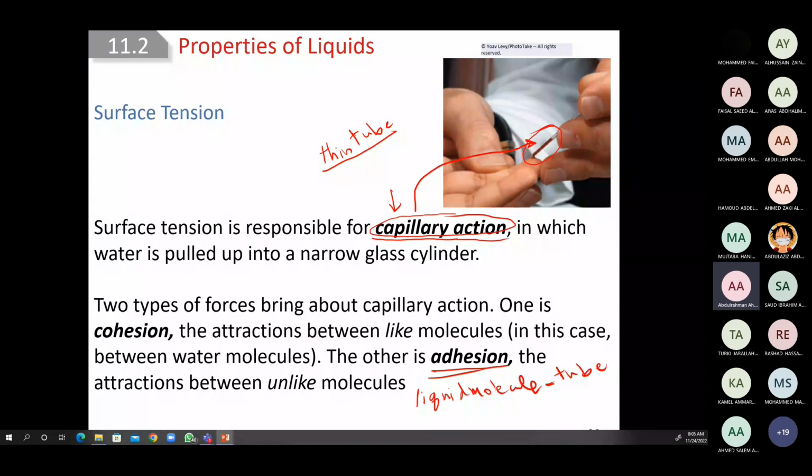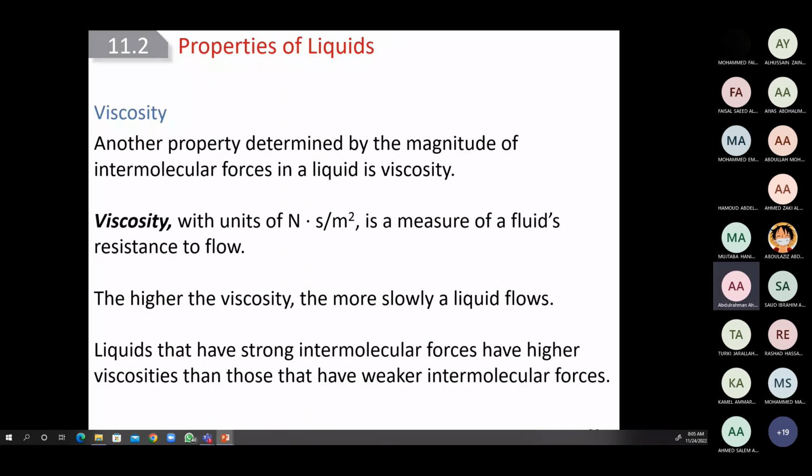But what's cohesion then? Attraction between the same liquid molecules, liquid and liquid. That's the meaning of cohesion: attraction between like molecules. Here, adhesion is the attraction between unlike molecules. That's why you call it like molecules and unlike molecules. Clear? Clear. Okay.